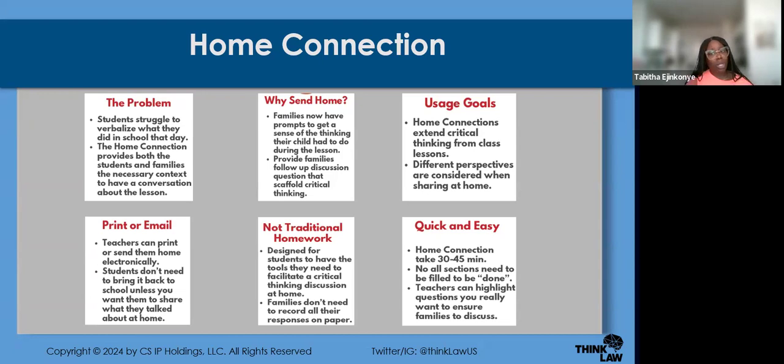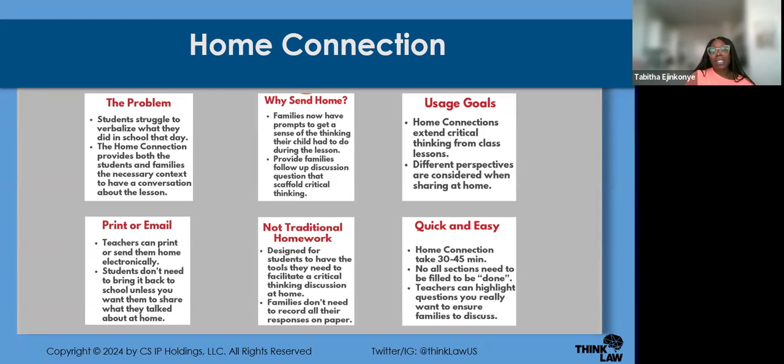It bridges that gap between the classroom and home, which is kind of difficult, right? When we think about what happens when our students leave our learning environment. So it definitely gets the students discussing school, critical thinking at home. It gives that connection to families.